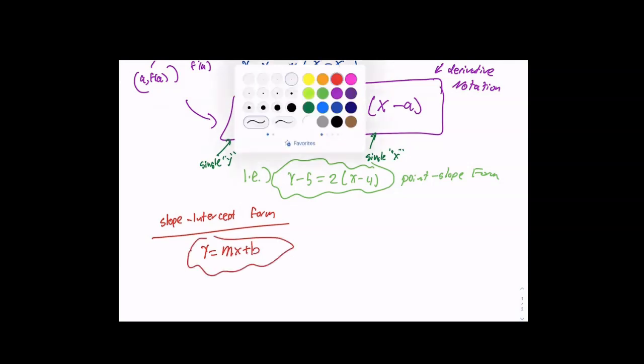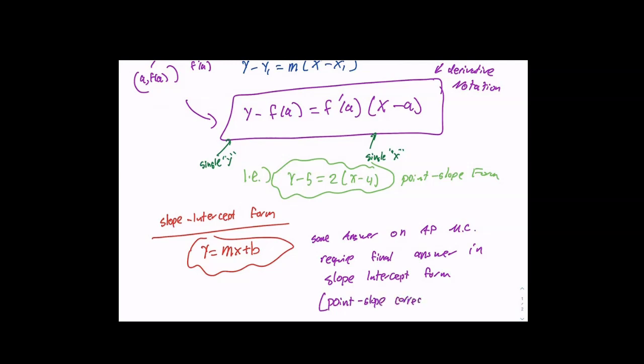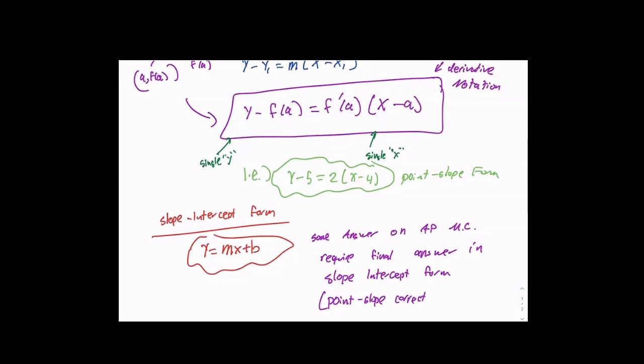The reason why I'm writing this part right here is that some answers on AP multiple choice require a final answer in slope intercept form. Point slope is correct for most answers.